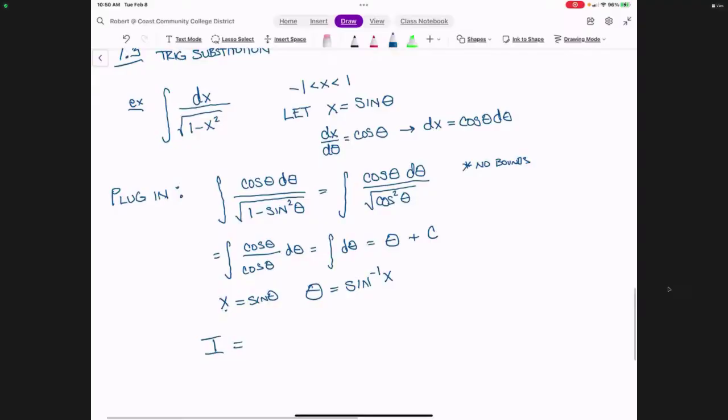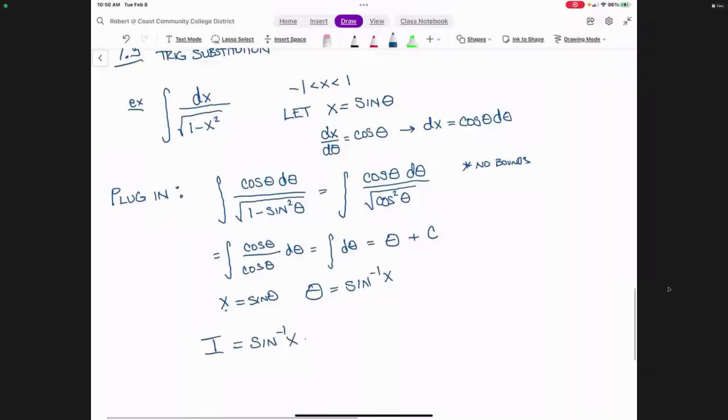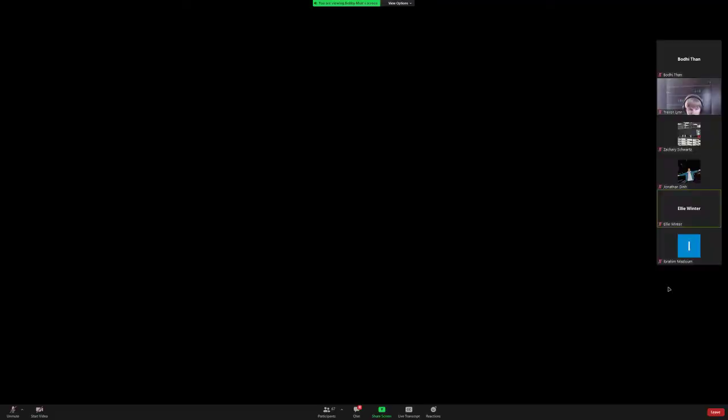And so our integral ended up equaling the sine inverse of x plus a constant c. And so this is how I was taught that derivative.